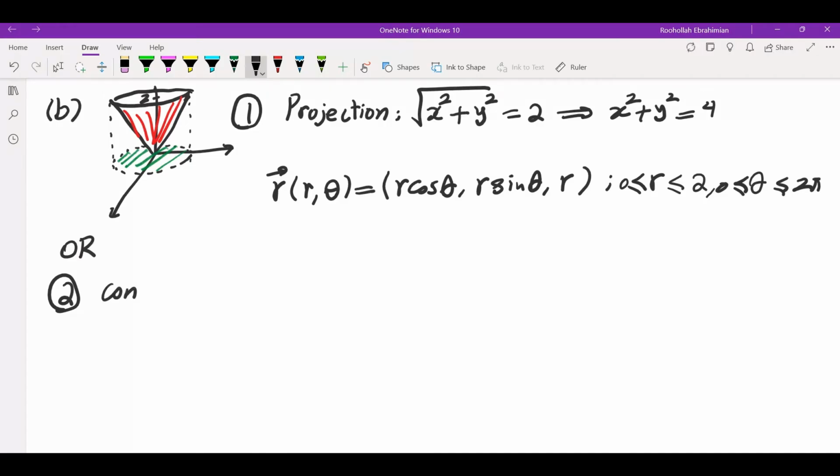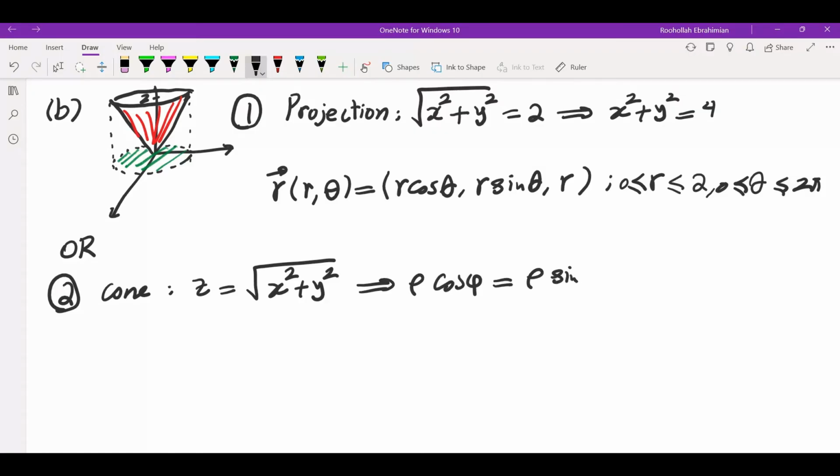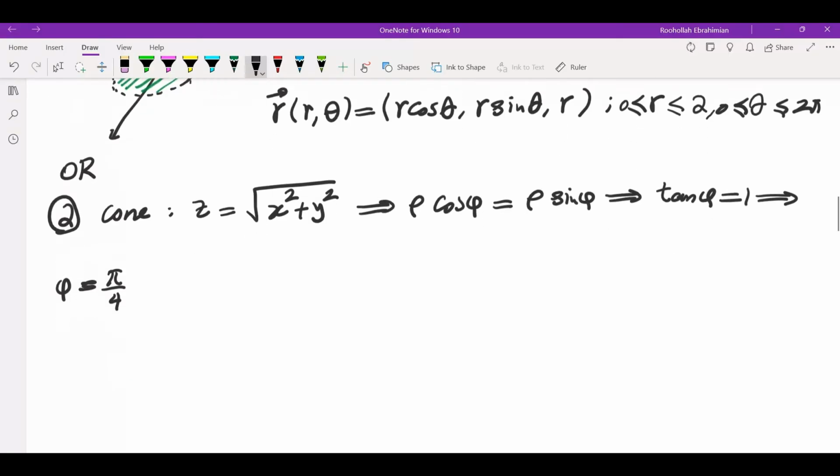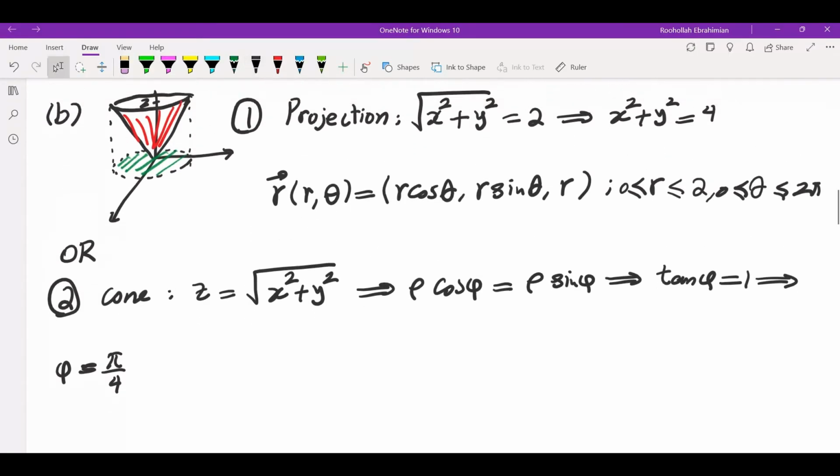So let's look at the cone. The cone is z equals root x squared plus y squared, which is rho cosine of phi equals rho sine of phi. So that gives you tan of phi is equal to 1, which means phi is pi over 4. So in the spherical coordinates, we would have phi equals pi over 4. Now, what are the limits of theta? Well, limits of theta are again 0 to 2 pi.